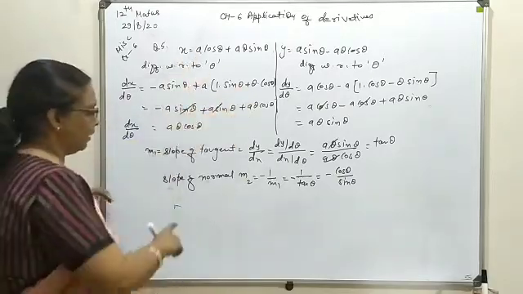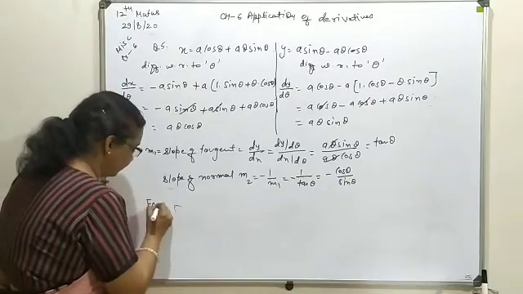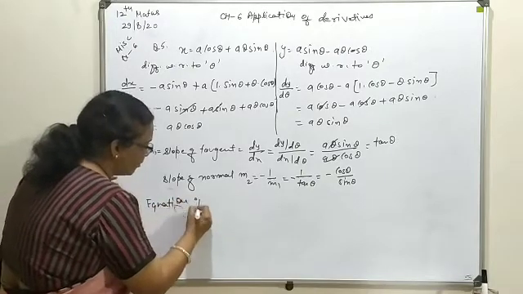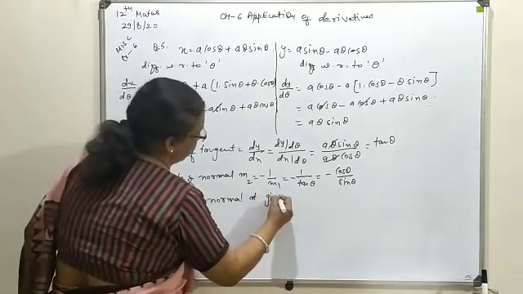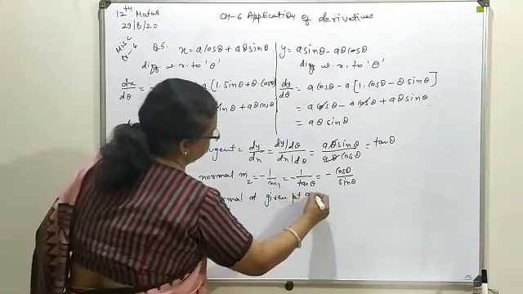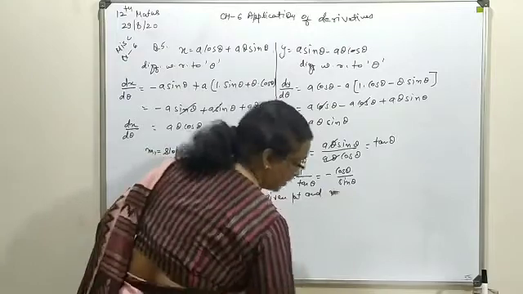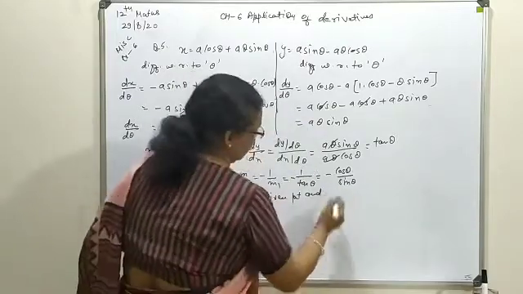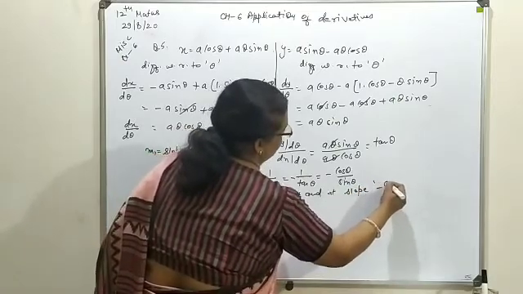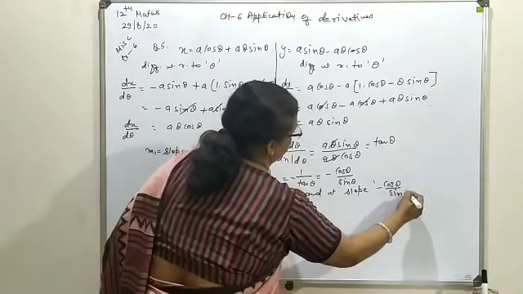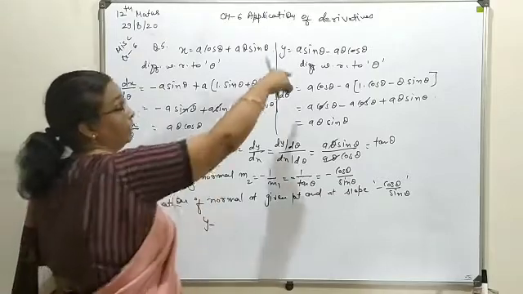So let's start with the given point to find the equation of the normal. So next we will write the equation of the normal at a given point, with slope minus cos theta upon sine theta. So that will give you y minus y1. y1 means the whole expression.